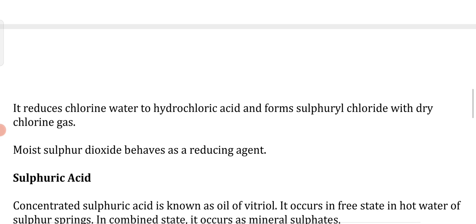Next property, it can reduce chlorine water to hydrochloric acid. So that means when SO2 plus Cl2 reacts with water, hydrochloric acid will be formed, and with dry chlorine gas, sulfuryl chloride will be formed. So moist sulfur dioxide behaves as a reducing agent.